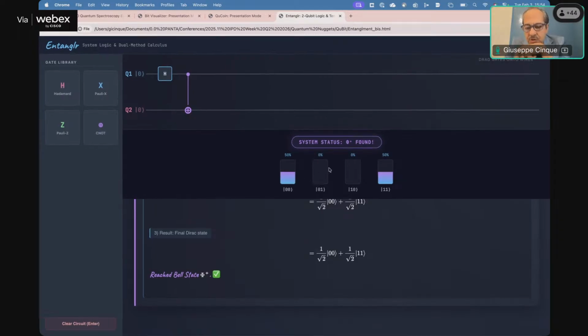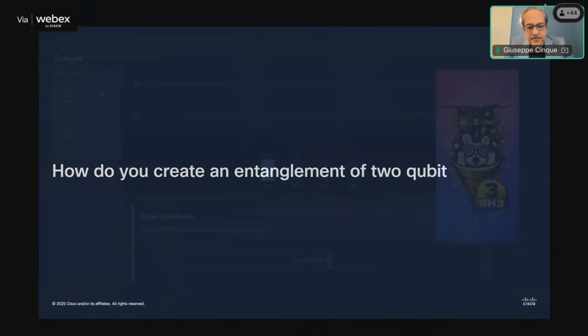Of course, there is also anti-correlation. I can have correlations 0,1 and 1,0, and those are the other Bell states. So that's how you build an entanglement with two qubits.